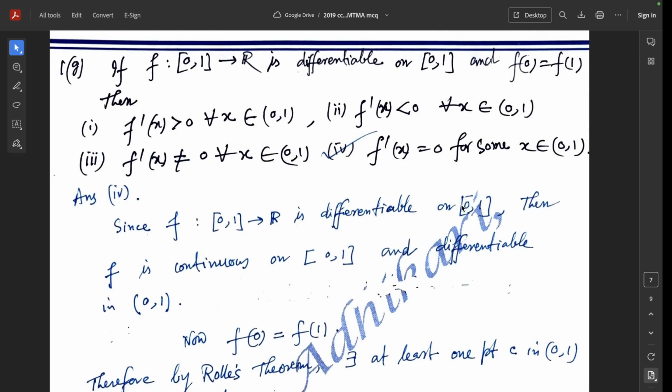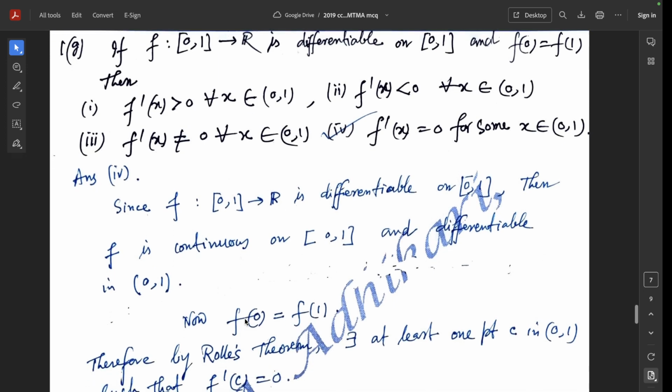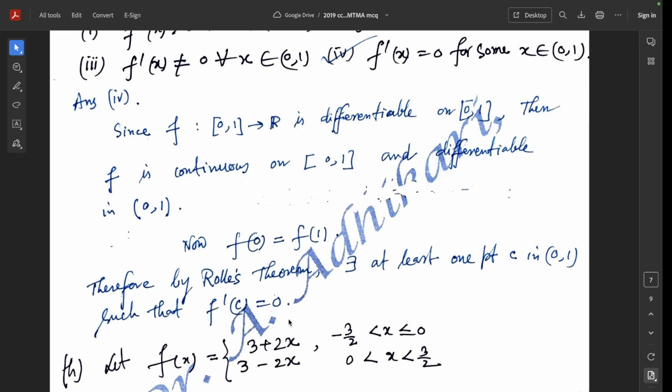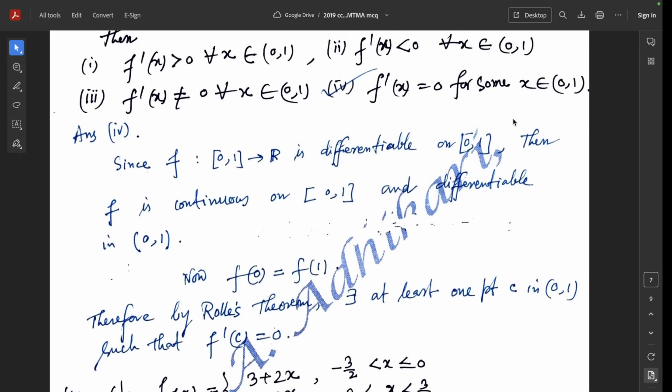f is differentiable on this closed interval, and so f is continuous on the closed interval [0, 1] and differentiable within the open interval (0, 1), because these are the conditions for Rolle's theorem. So obviously we get these two conditions. Now f(0) equals f(1), so the third condition is also satisfied. Hence by Rolle's theorem, there exists at least one point c within the open interval (0, 1) such that f'(c) equals 0. Hence option 4 is correct.